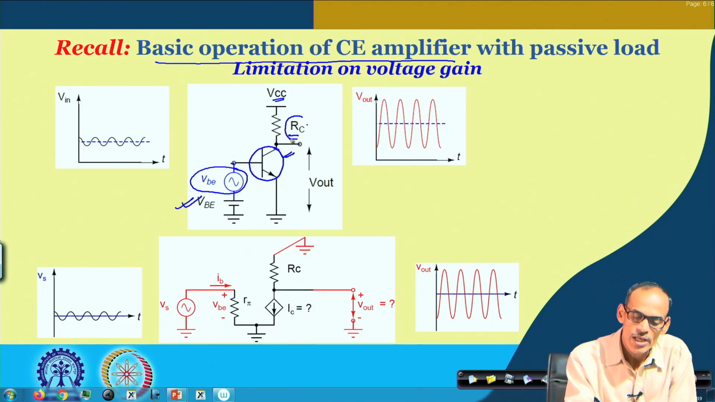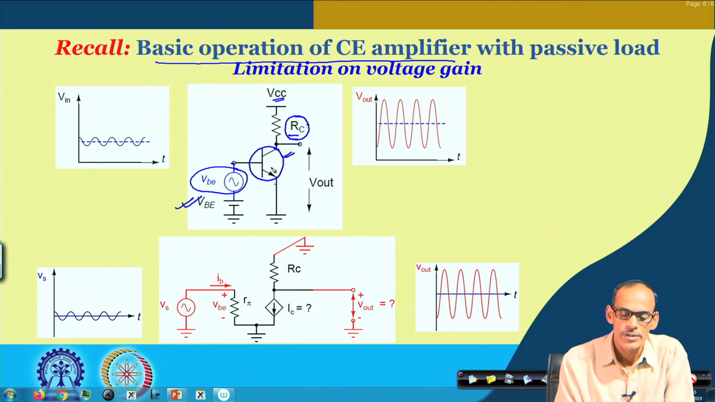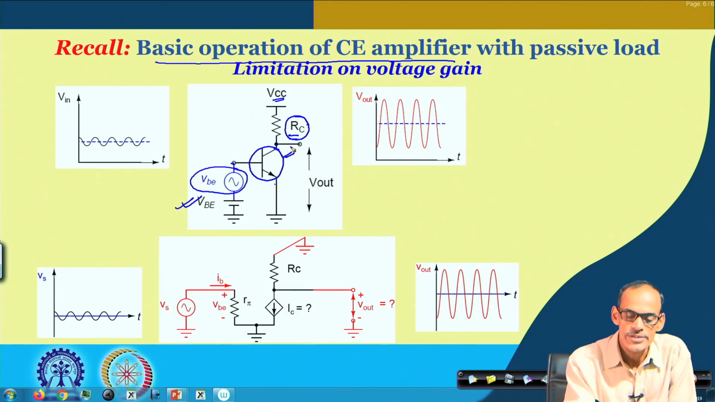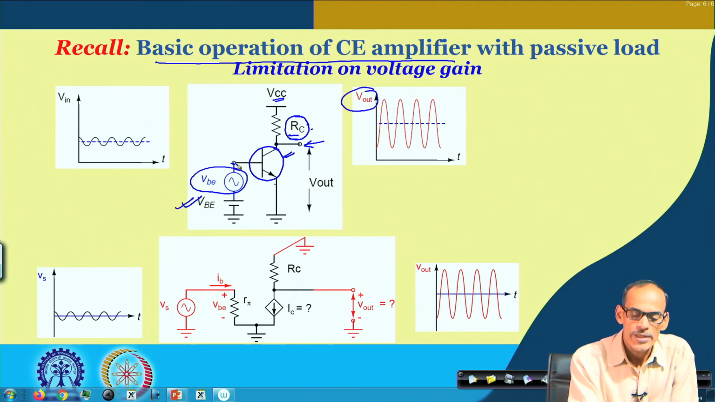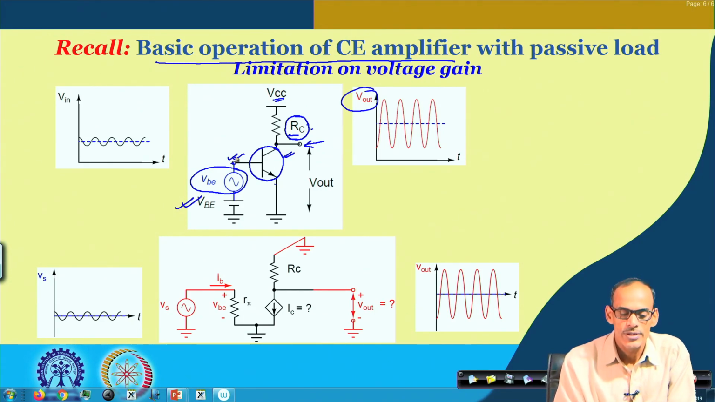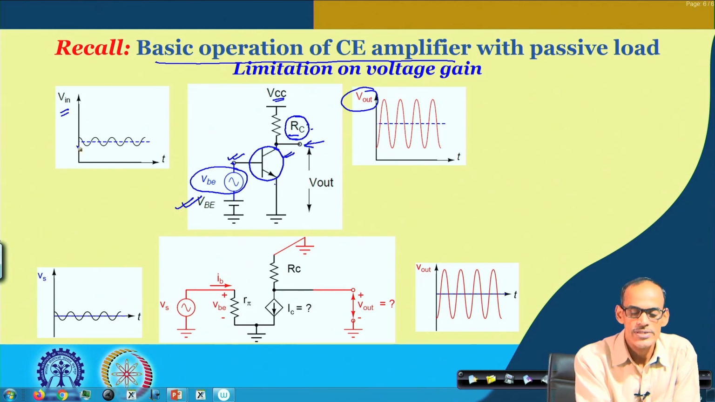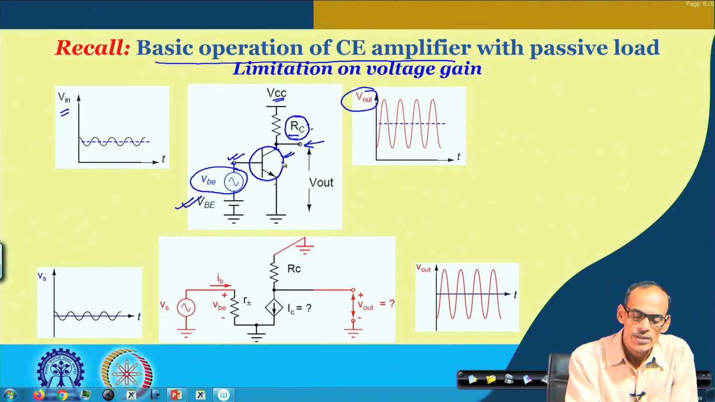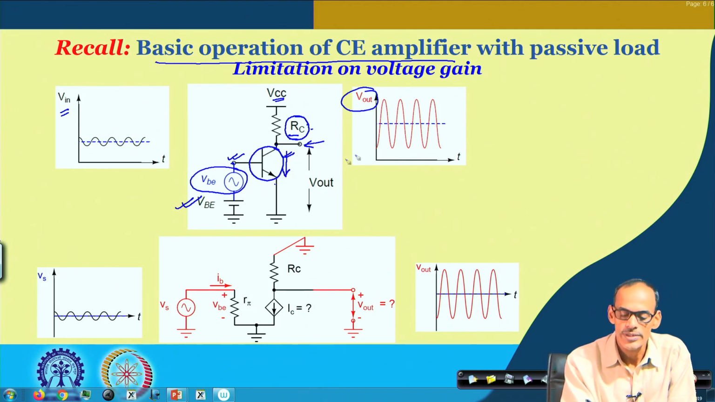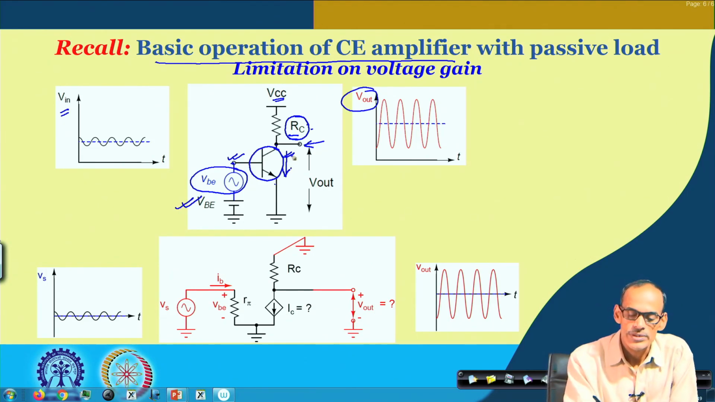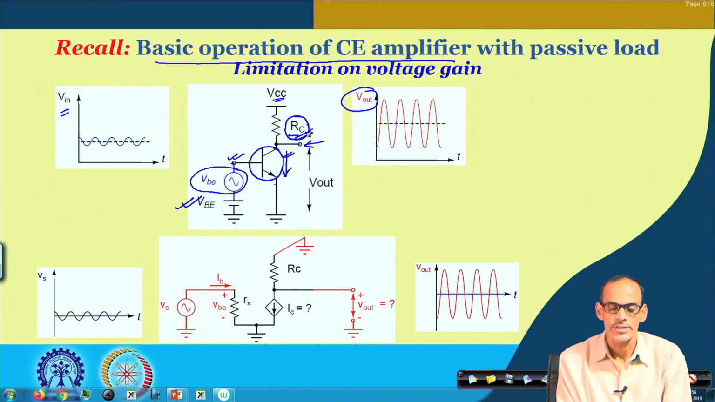So, this RC has a dual role to play. First of all, it provides the appropriate region of operation, and second, it converts the current into voltage, because primarily at the output we observe the signal in the form of voltage Vout. By applying a voltage at the input port, namely the base, which has a DC voltage along with the signal, we are changing the collector current with respect to its quiescent current, and that variation, the signal part, gets converted from current to voltage by this resistor RC.